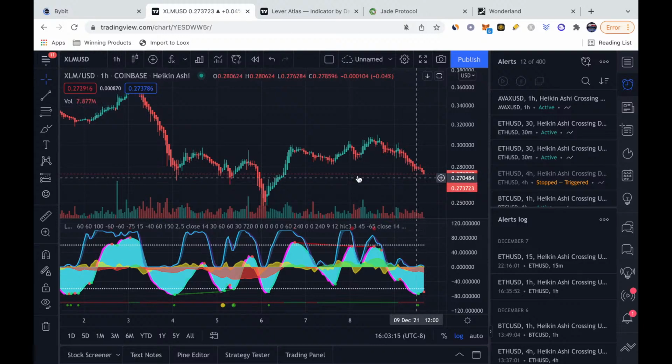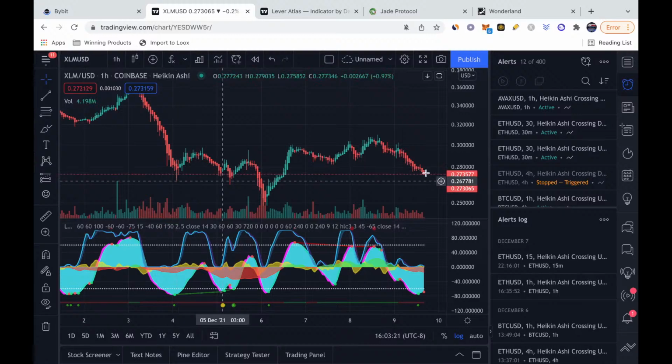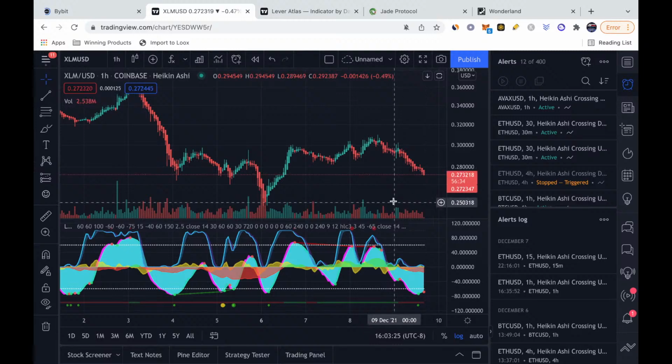This is a pretty strong line of support, it looks like, as you see price action stopped here, price action stopped here, price action may be stopping here, but it could dip down into here. We'll see. I don't care about XLM. I legit do not care.